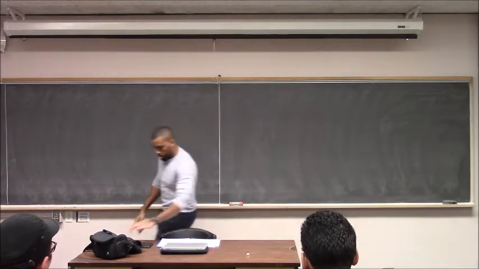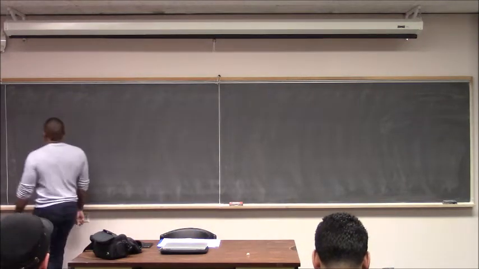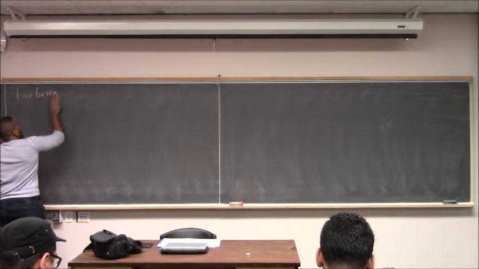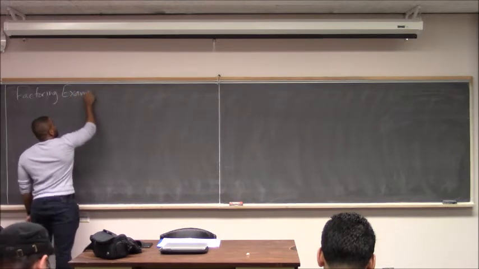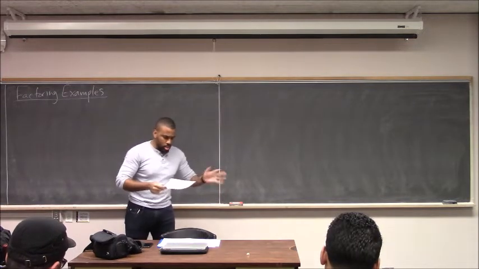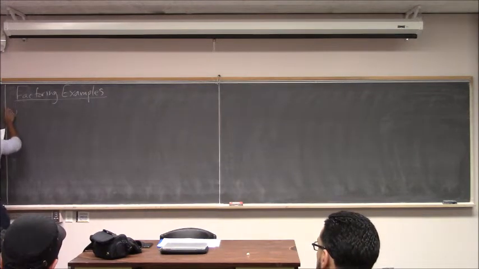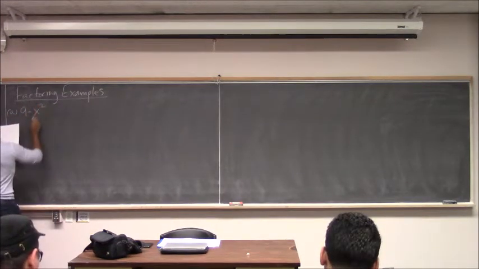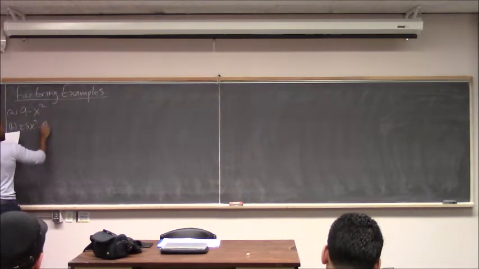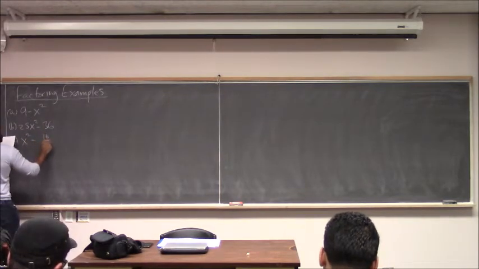We finished covering factoring, but we left a few examples to do last time. So let's go over those quickly, and then we'll move on to the next section. Most of these have to do with the special formulas for factoring, like difference of squares, etc. So we had 9 minus x squared, 25x squared minus 36, x squared minus 16 over 25.